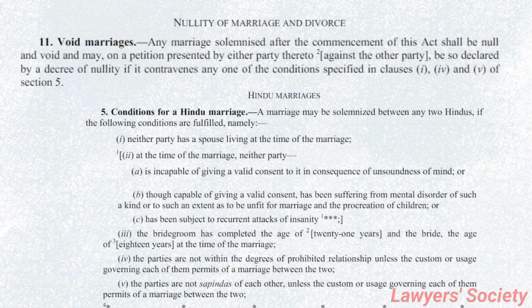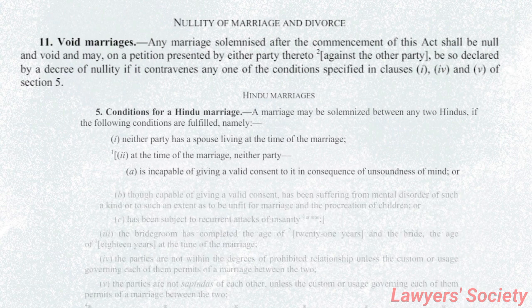Now, as per section 5, clause 1, 4 and 5 basically say that the parties shouldn't be having a spouse living at the time of the marriage. The next one is that the parties are not within the degrees of prohibited relationship unless the custom or usage governing each of them permits of a marriage between the two. Clause 5 reads, the parties are not sapindas of each other unless the custom or usage governing each of them permits of a marriage between the two.